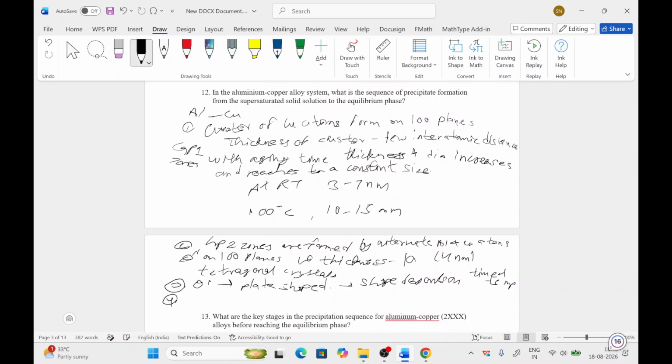In the fourth step, theta prime transforms into theta, the equilibrium phase. Theta prime is CuAl2, and theta is also CuAl2, but it is now stable. So this is the equilibrium phase of CuAl2, and it is also tetragonal and incoherent.